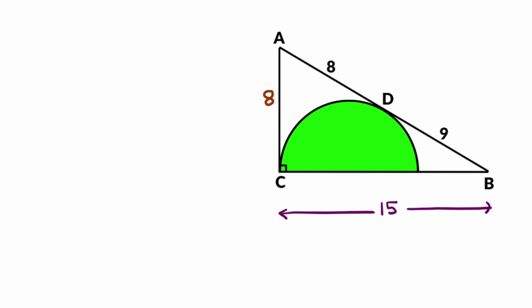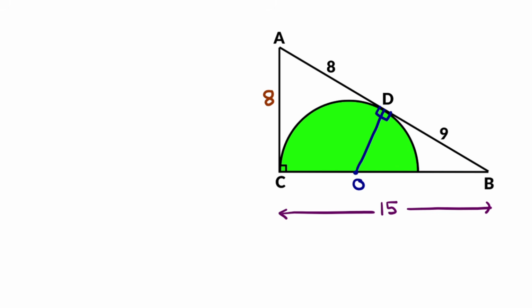Now we know the dimensions of the entire triangle. The only thing missing is the radius of the semicircle. Imagine the center of the semicircle is point O. Draw a line from O to the tangency point D. Because a radius drawn to a tangent point is always perpendicular to the tangent, angle ODB is 90 degrees. And suddenly, we've created a small right triangle, ODB.